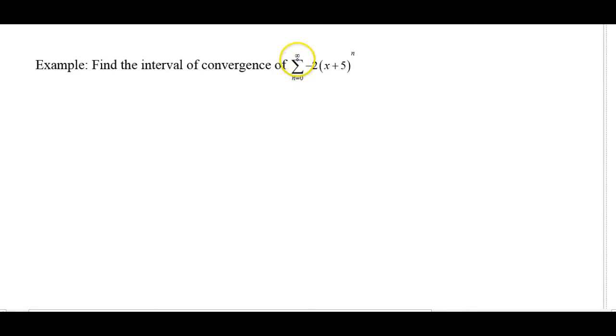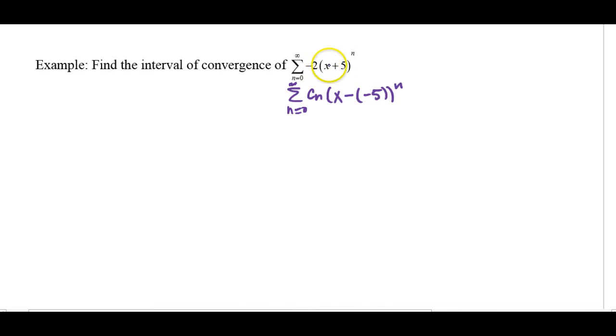Alright, so in this first example, we want to find the interval of convergence where the sum of n equals 0 to infinity of -2 times the quantity x plus 5 to the n. So the first step is to recognize that this is of the form the sum of n equals 0 to infinity of c sub n times x minus -5 to the n. So this is a general power series where my center value is -5 and my c sub n is this constant function -2. So in fact, this is a geometric series.